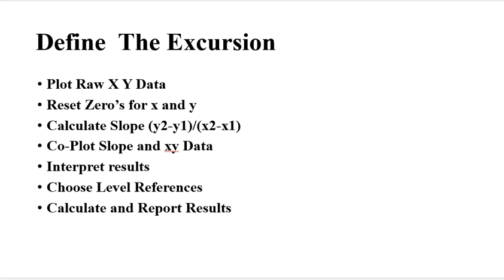Well, let's first plot x, y, then reset the zeros for x and y, then calculate the slope, then co-plot slope and xy data, and interpret the results. Let's go through this now.